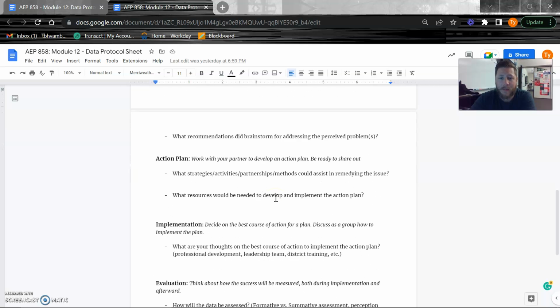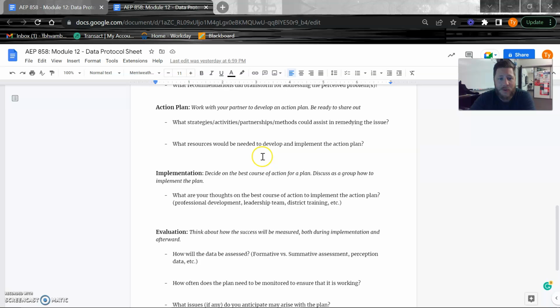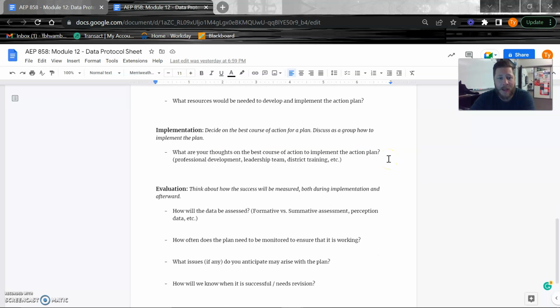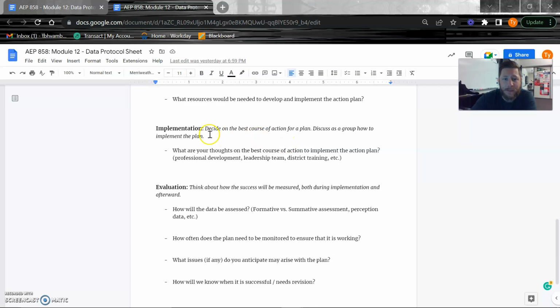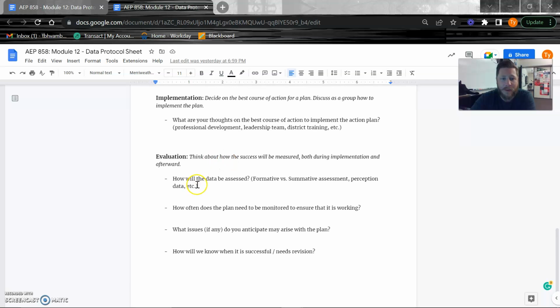for addressing the perceived problems, the action plan, what strategies, activities, partnerships could assist in remedying this issue, what resources would be needed to develop and implement this action plan. Moving down to implementation, what are the thoughts on the best course of action to implement the plan, throwing out ideas, discussing as a group how to implement it, and then finishing with the evaluation.